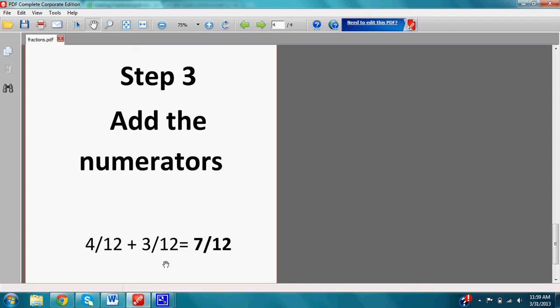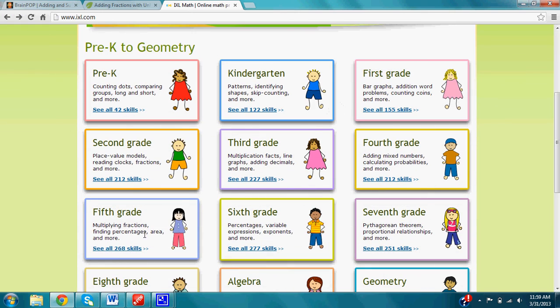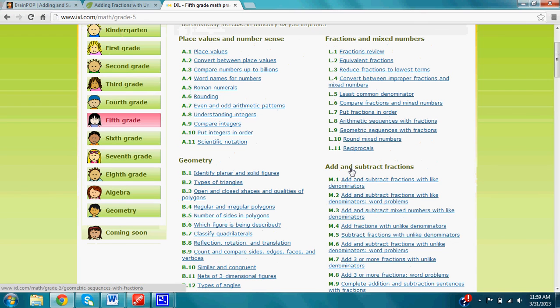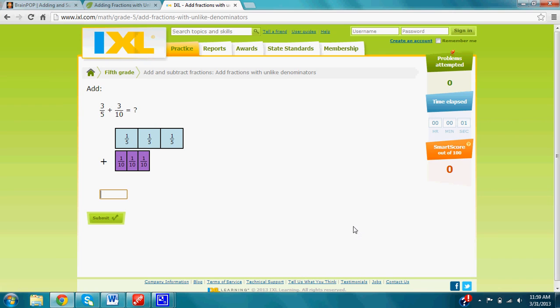Now that you know how to add fractions with unlike denominators, I would like you to practice. Please go onto the internet and log on to your iExcel personal account. Scroll down to 5th grade and click on where it says See All 268 Skills. After that, you're going to click on M4. M4 says Add Fractions with Unlike Denominators. Please complete and save this exercise, as it will be emailed to me. Don't worry, if you get an answer wrong, it will tell you how to do it.